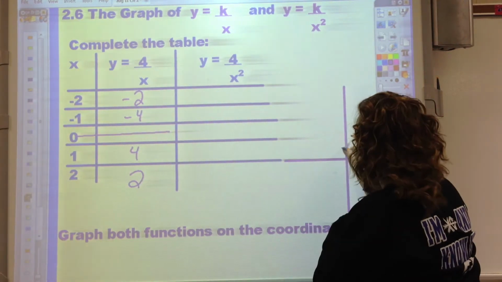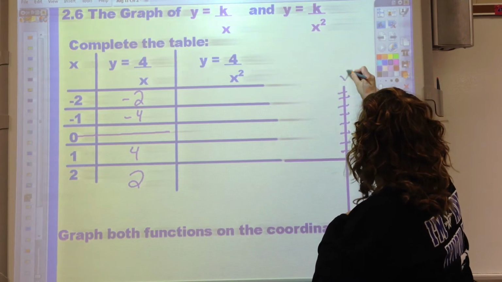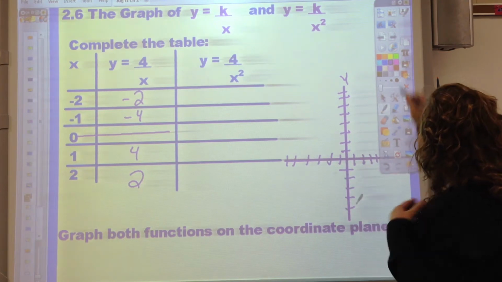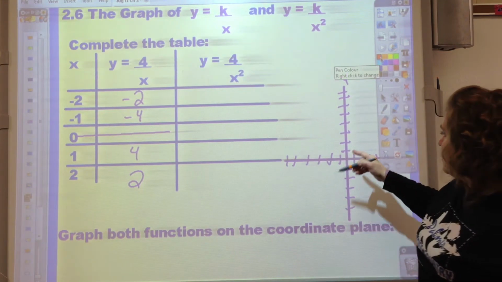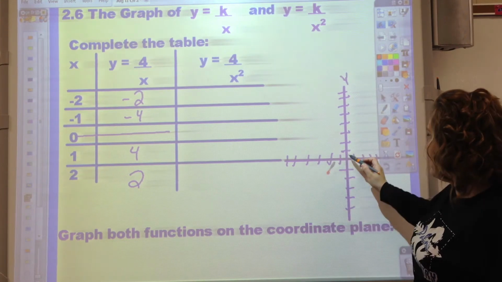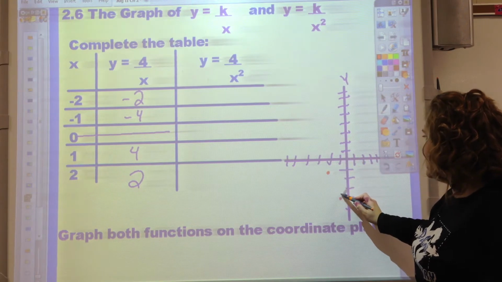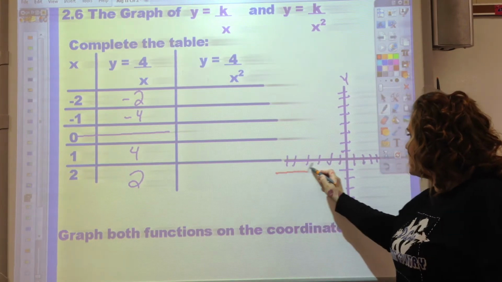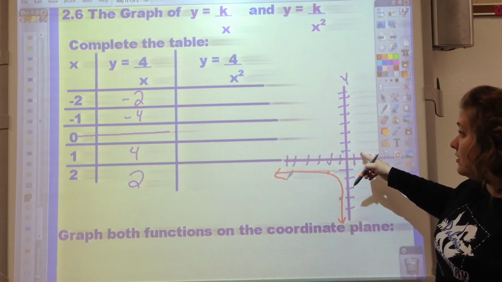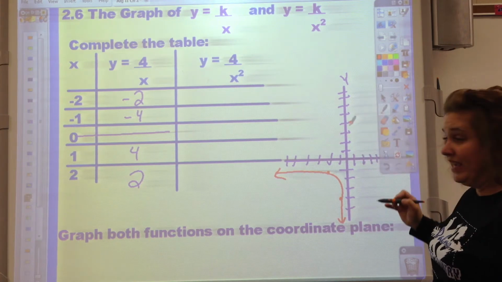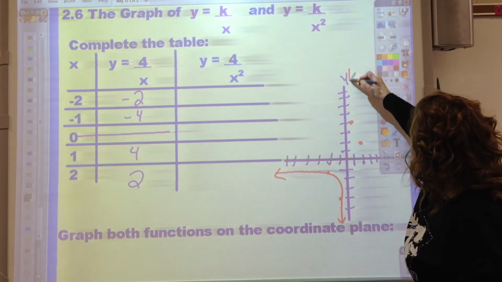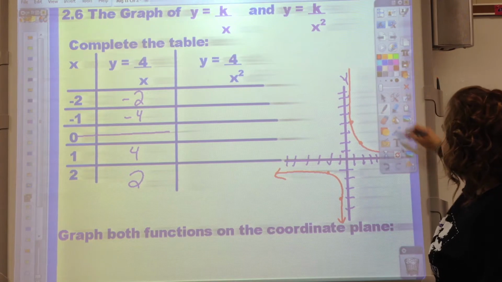If I graph those on my coordinate plane, I have at least 3 points. So when I have negative 2, that's going to be down here. Negative 1, negative 4 is going to be down here. And if I plotted enough points, I would see this shape right here. Now, for this one, if I have 1, 4, that plots a point here. 2, 2 plots right here, and this will continue along this way. If we plot more points, we'll see this.